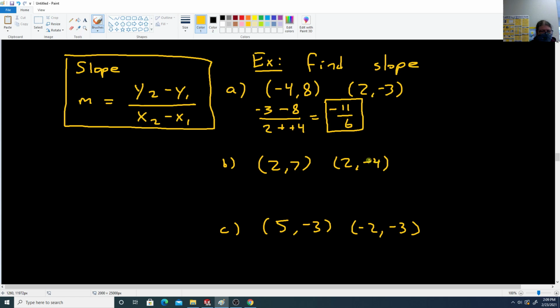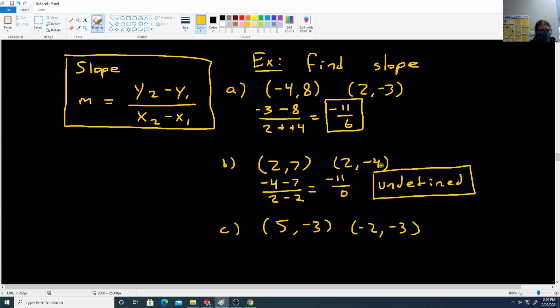Here we get y2 is -4, minus y1 is 7. That's all over x2, which is 2, minus x1, which is also 2. This turns out to be -11/0. Division by 0 is never good, so this is undefined. You have divide by 0, which doesn't work out.